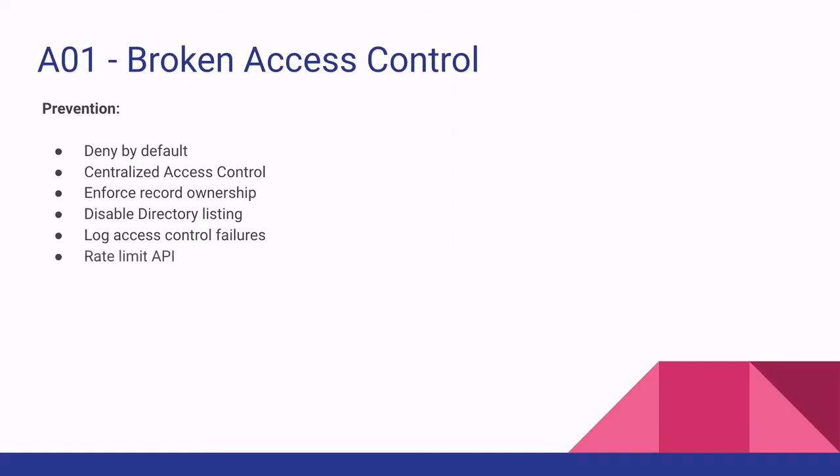Also rate limit the API. Rate limiting is nothing but putting some kind of bot protection or bot manager, wherein automated attacks can be blocked. Also, once a user logs out, it is good to invalidate that session. And if a password is changed, that time also you should invalidate the session.